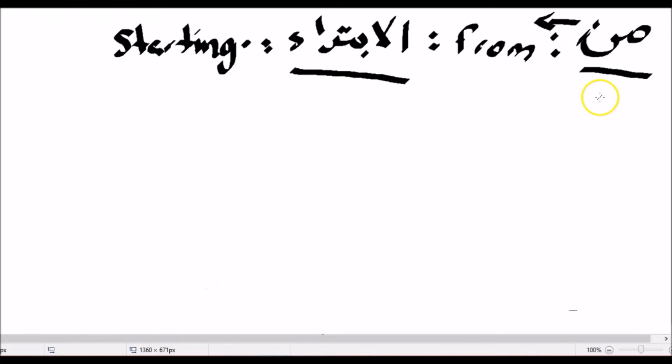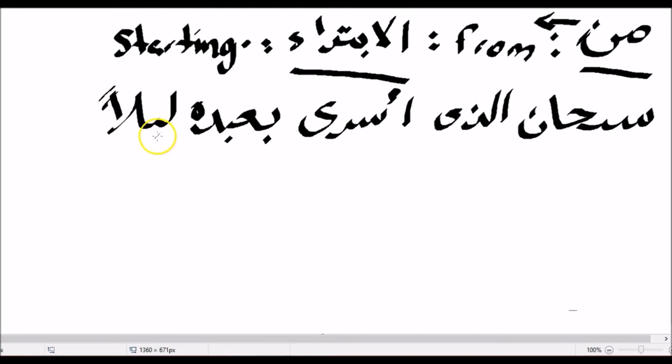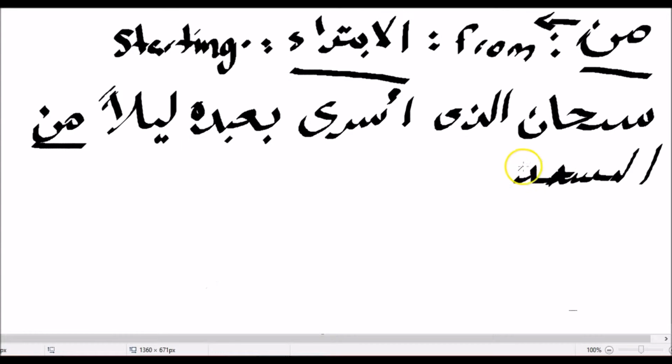Like, in Surah Al-Isra, subhanal-ladhi asra bi'abdihi laylan min, it's our shahid, our point, al-masjid al-haram. That's ayah number 1 of Surah Al-Isra.